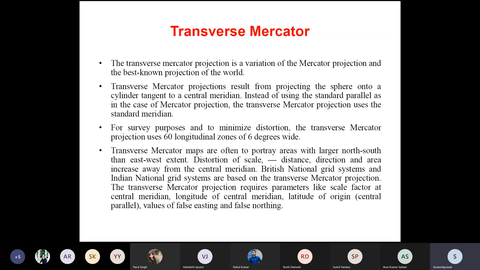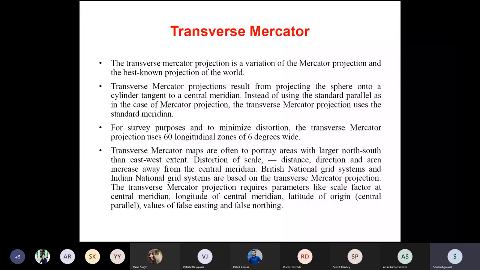So it's obvious: if you are using the Mercator projection, what was the standard parallel? The points at which the cylinder is tangent or secant to the globe. But when we are going for the transverse Mercator, the cylinder, the developing surface, is rotated at 90 degrees. In this case, at which point will the cylinder be tangent or secant? Instead of latitude, it will be the longitude. That's why instead of standard parallel, it will be a standard meridian. This is what is given over here.